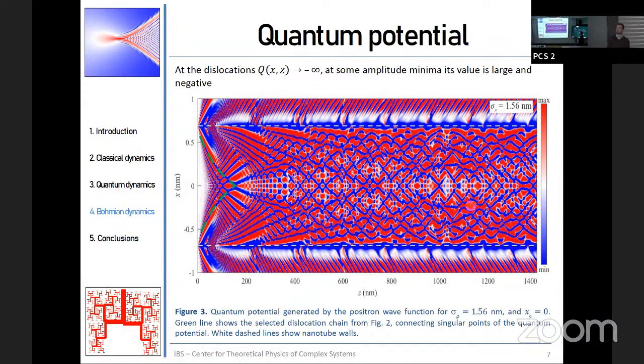So what happens to the Bohm trajectories when you go near these regions? Maybe in this region, this potential can vastly overpower the classical potential. Let's see what happens.